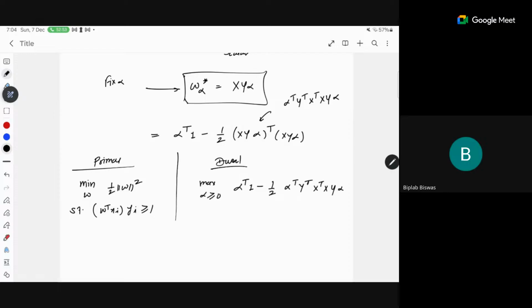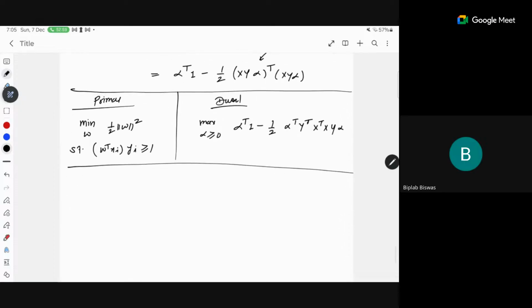So these are the two problems we have now. Why are we doing this? Why should I not solve the primal problem, and why should I solve the dual problem? The thing is, this can be kernelized. This is a covariance type of matrix, and if it is a covariance type of matrix, then it can be kernelized. One more thing is the dimension of this is n cross n, right?